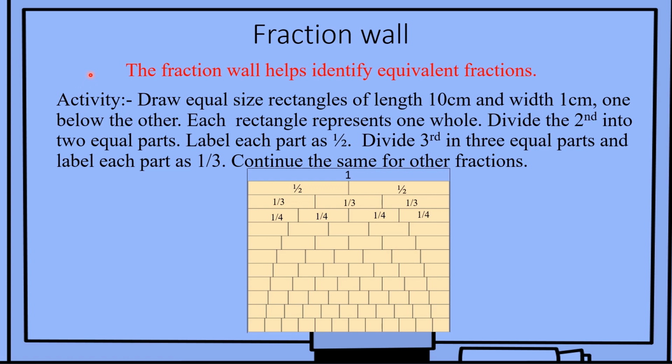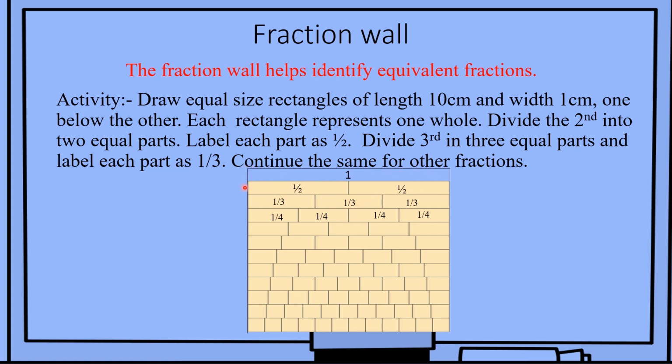Next is the fraction wall. The fraction wall helps identify equivalent fractions. You can do it yourself. You draw equal size rectangles. This is an activity for you. If you are doing it on paper in your notebook, you can draw a smaller one. Otherwise, you can draw a bigger one also. Draw equal size rectangles of length 10 centimeters and width 1 centimeter, one below the other. You go on drawing like this. Each rectangle represents one whole.